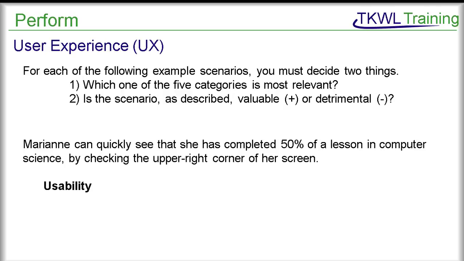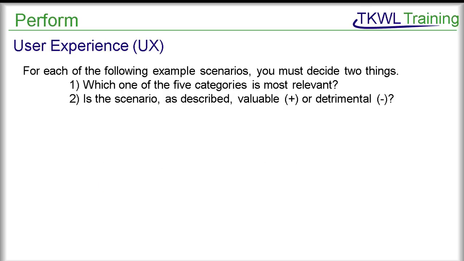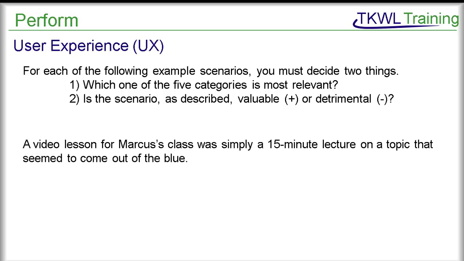In this example, Marianne can clearly see how far she's come in that particular lesson because she knows to always check the same clearly indicated corner of her screen. The key here is that this 15-minute lecture seems to not have been well scaffolded into the lesson. That's clearly detrimental organization of the course overall.